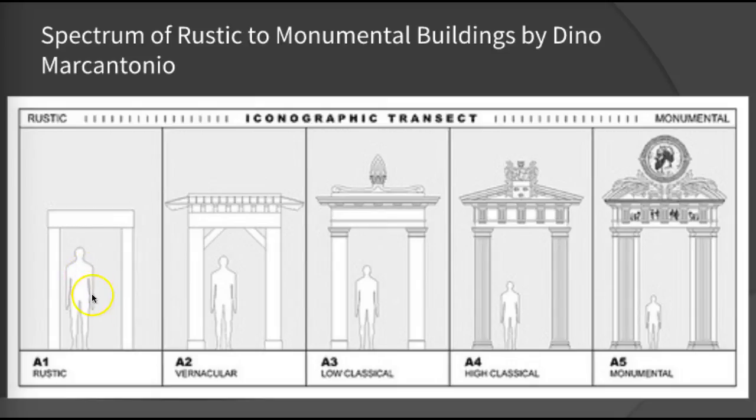But here, the human is very large in comparison to what looks like a slightly higher than normal door frame for rustic. Rustic meaning essentially that it's just where you would live in your own house. And then it gets larger and larger: vernacular, low classical, high classical, and monumental. So here, this human is very small compared to a large and elaborately decorated structure behind him.